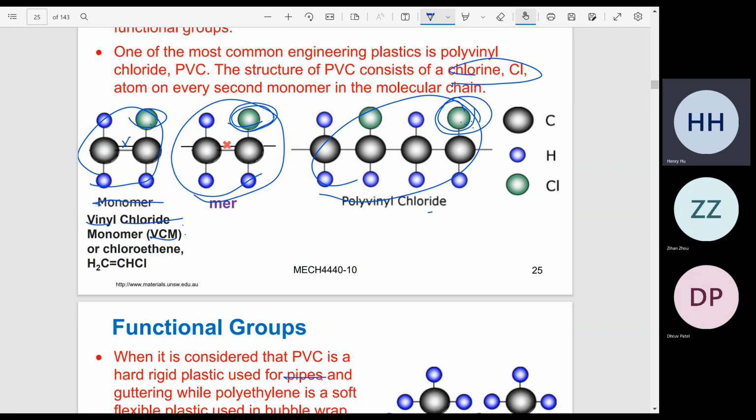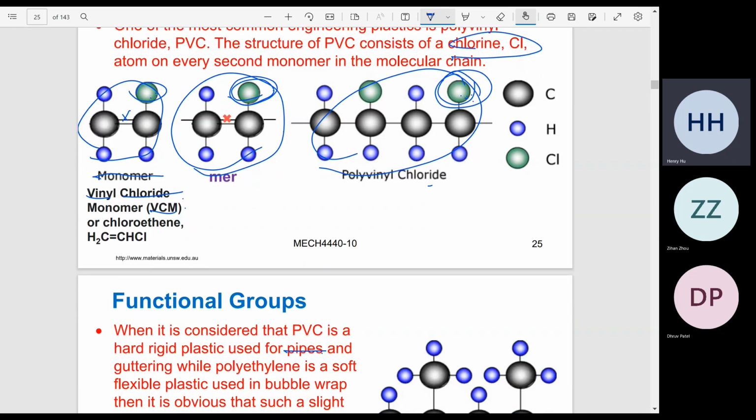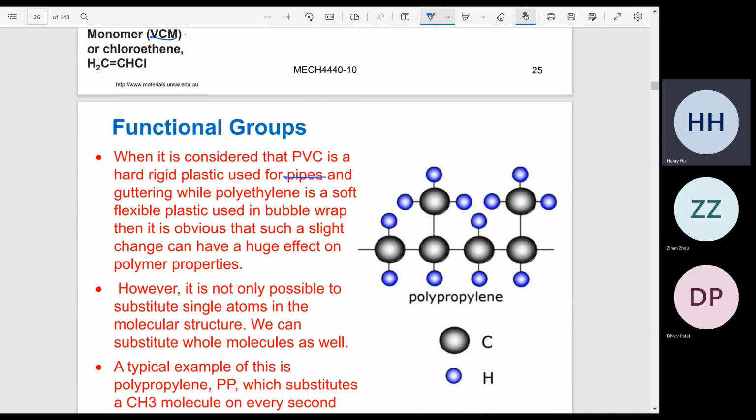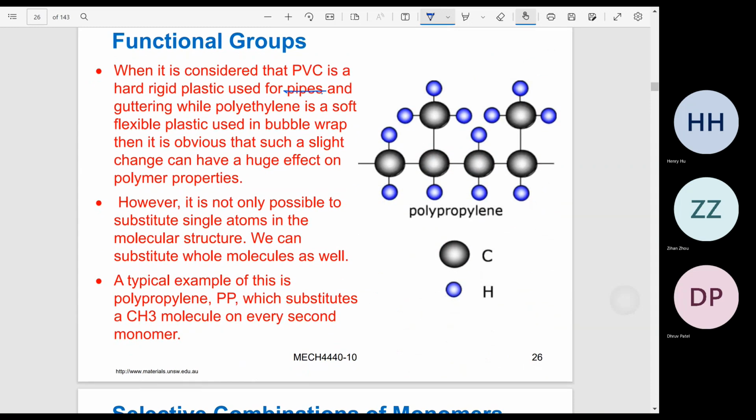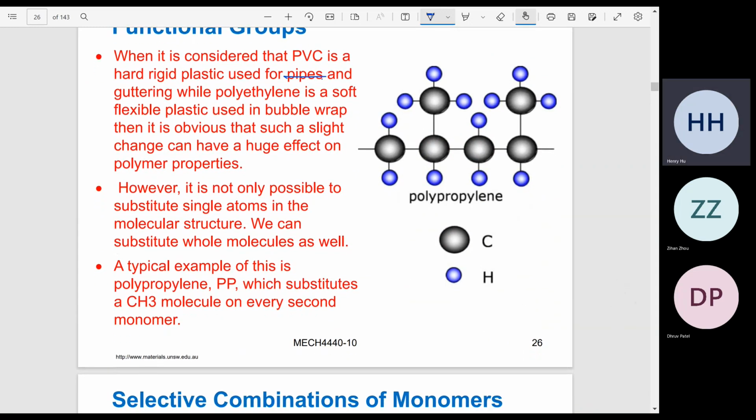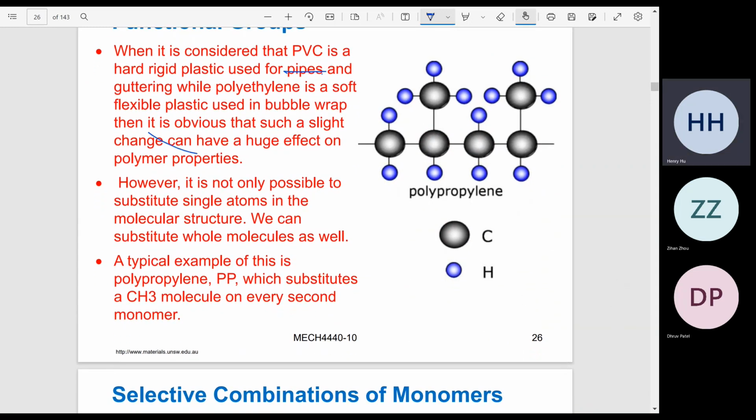I'm not trying to compare with the metals, okay? I just want to compare with the hydrogen. Chlorine is a heavy element over there, okay? And then obviously it will increase the strength of the chain structure, okay? That's what I mentioned under this first bullet point.